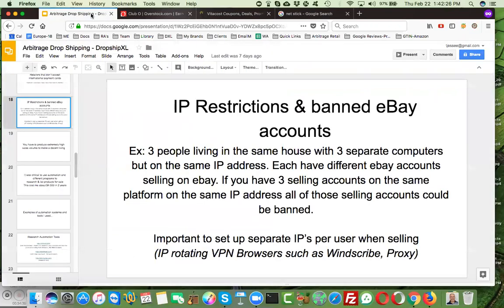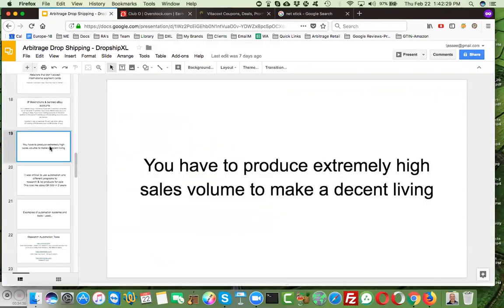Well, right on, Niv. Let's go over these last elements here on some of the cons, and then we'll get into some of the pros, and then we'll wrap it up for today. We briefly mentioned this earlier, but you have to produce an extremely high sales volume to make a decent living. If you're counting on retail arbitrage to quit your job and do really well financially, just know that you have to sell a lot to make that possible.